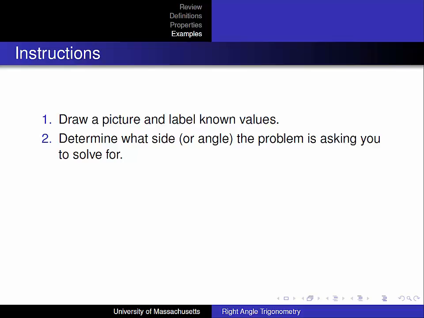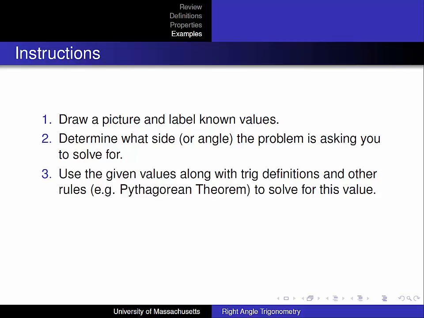So if it's a word problem, it might be telling you to find a certain length, but given your picture, you need to determine what part of the triangle you are actually trying to solve for. You then want to use what we know to solve for this value. So this could be using sine, cosine, and tangent, using those definitions, using the fact that a triangle has a total of 180 degrees, Pythagorean theorem, things like that.